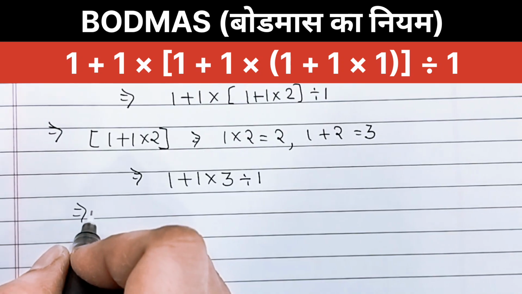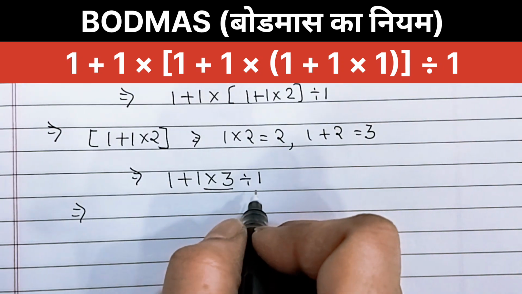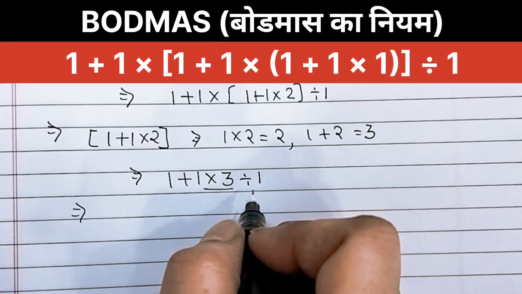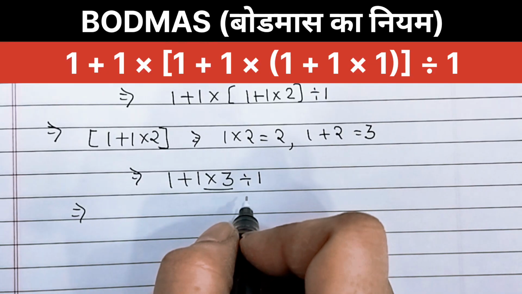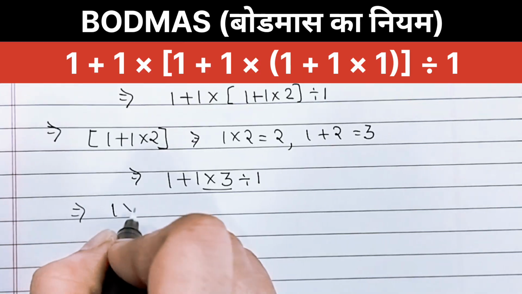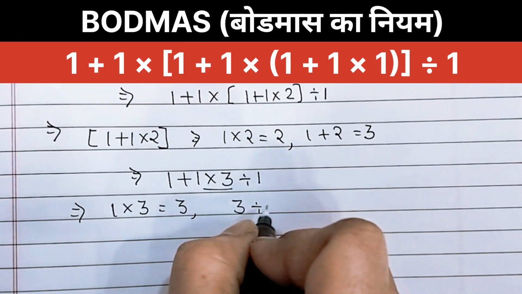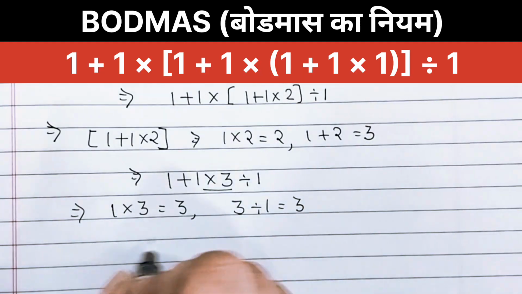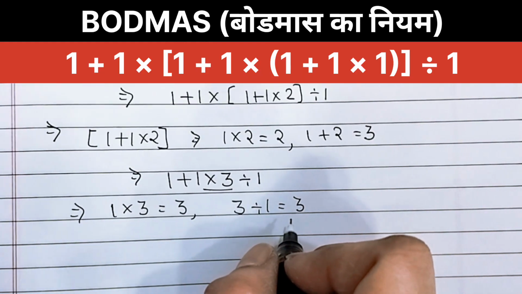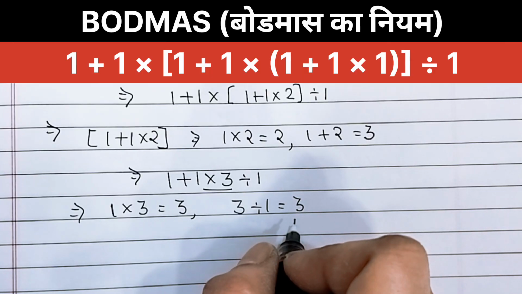Now step 3, division and multiplication. So now that the brackets are gone, we solve the remaining division and multiplication from left to right. First, we multiply the digits 1 into 3 equals 3, and then we divide the digits, which equals 3. According to this step 3, division and multiplication hold the same rank in BODMAS, so we process them in the order they appear.